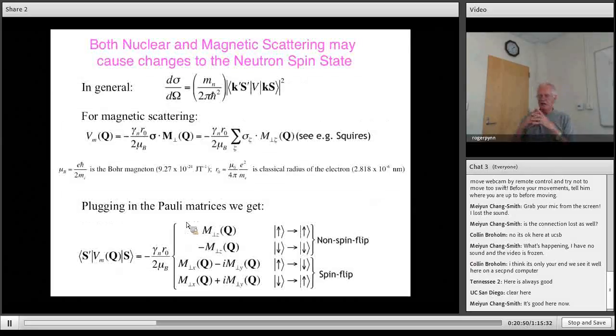Okay, now let's talk a little bit about the scattering of neutrons from a system and what may happen to the neutron spin state. Now, if you learn anything from Professor Braham's lectures, you should remember that this scattering cross-section here, d sigma d omega, has this magic factor of the mass of the neutron over 2 pi h bar squared in front, and then is just a square of a matrix element.